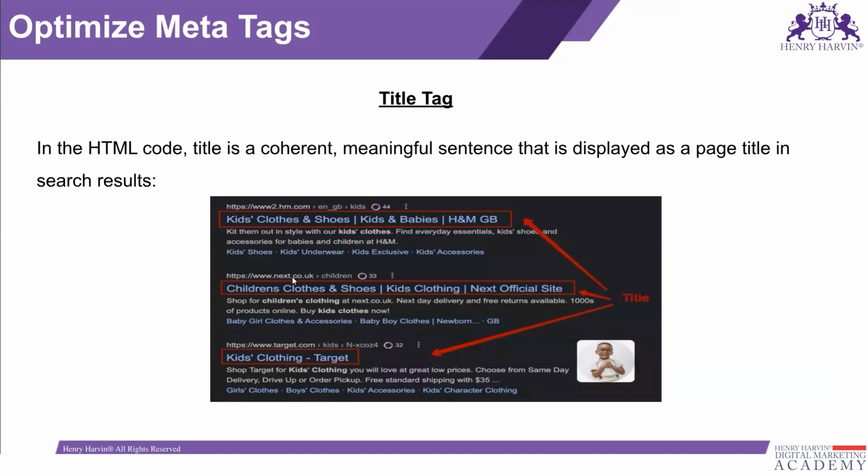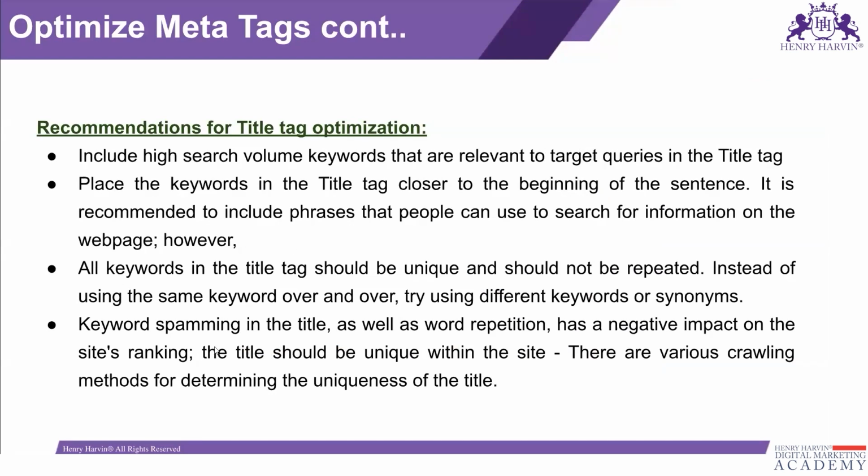ranking doesn't depend on just keywords. Google focuses on the relevancy of the content as well. Keyword spamming in the title as well as word repetition has a negative impact on the site ranking. The title should be unique within the site. There are various scrolling methods for determining the uniqueness of the title.